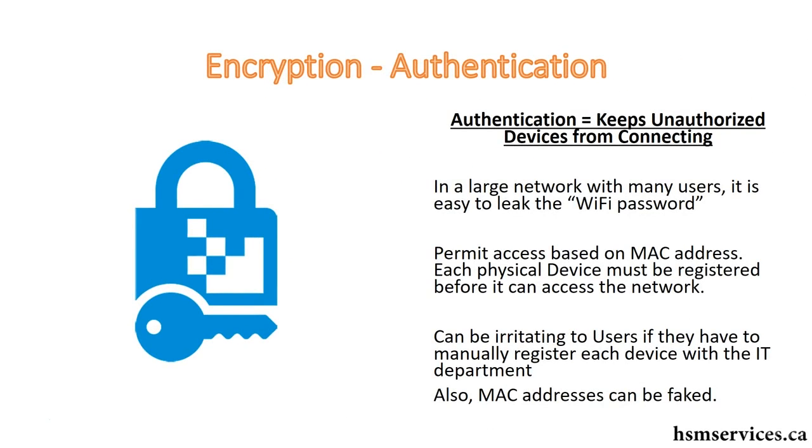Authentication is not the same as encryption, but it can be. Authentication means that we are verifying the identity of the person who's connecting to our network. So, in a very simple authentication method, there's a Wi-Fi password. You have to put your password in to get on the Wi-Fi. That's not a very good solution in a large network. If you've got 2,000 employees and they all know the same Wi-Fi password, they're going to tell their friends.